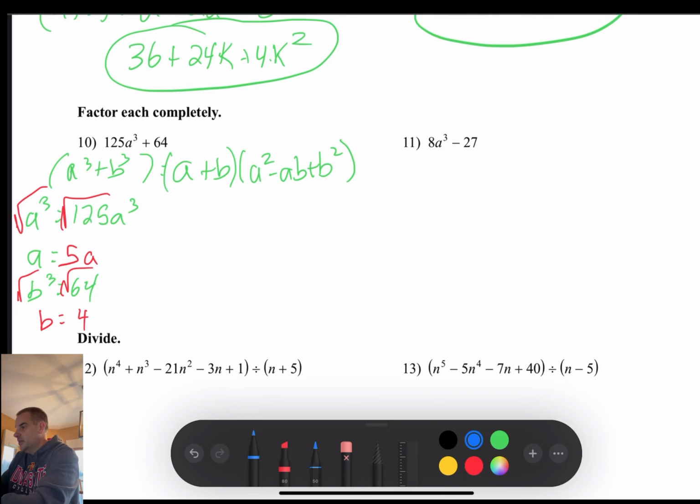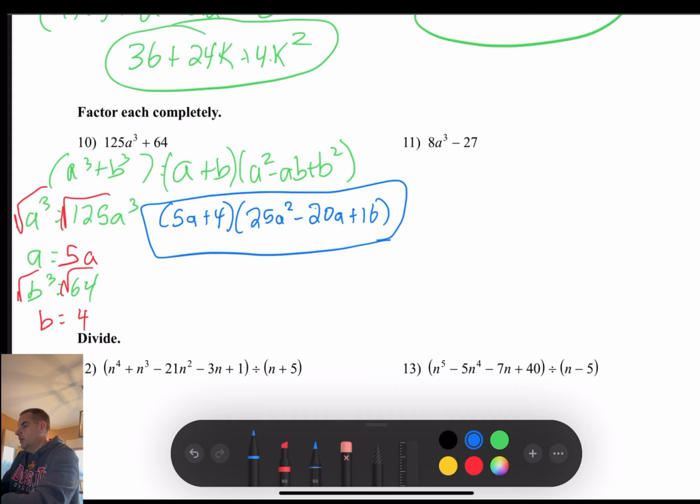So now I can go in and finish the problem. So my a value is 5a, so it's going to be 5a plus my b value 4. 5a squared is 25a squared minus a times b, so 20a, plus b squared, 4 squared is 16. There's your solution.